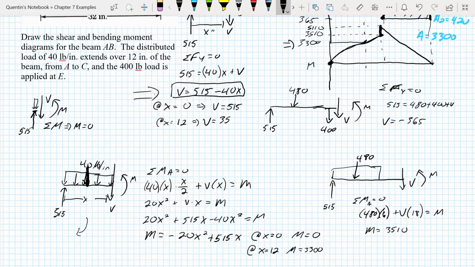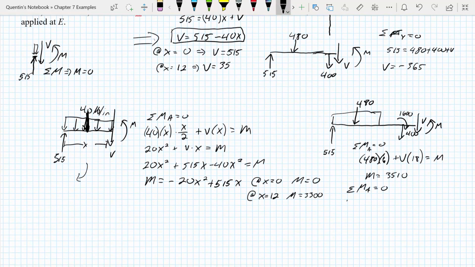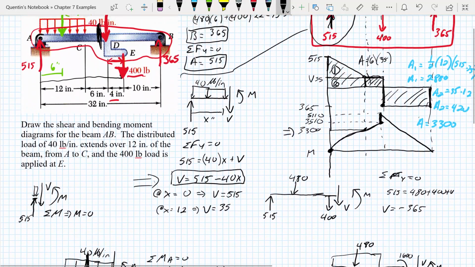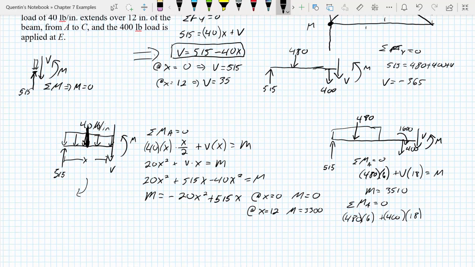So now let's look at it just on the other side. So I'm going to tweak it just slightly, right? Now I have this 400-pound force there and a 1,600 inch-pounds, and then I have V and M. Okay, so now we're going to take the sum of moments at A equals 0. So we're going to have the same thing. We're going to have the 480 times 6, right? Because we're dealing with that whole thing. But now we have plus 400 times, what is the distance again? 18? Yeah, times 18. And then we have plus 1,600 plus V times 18 equals M.